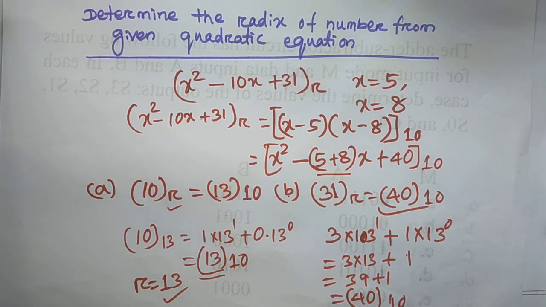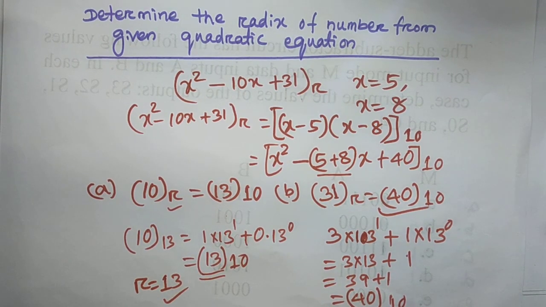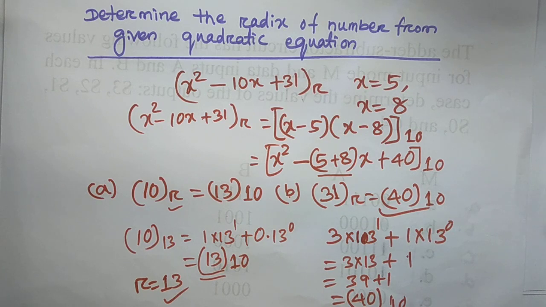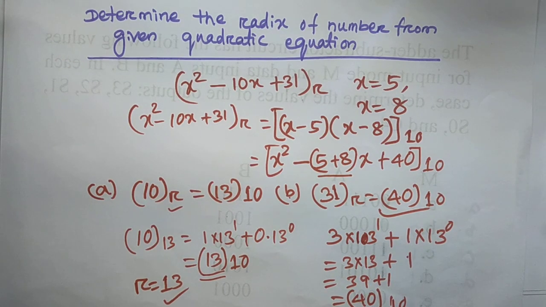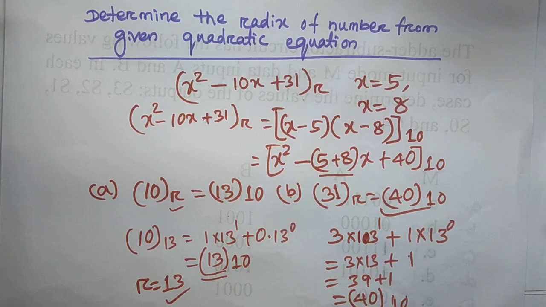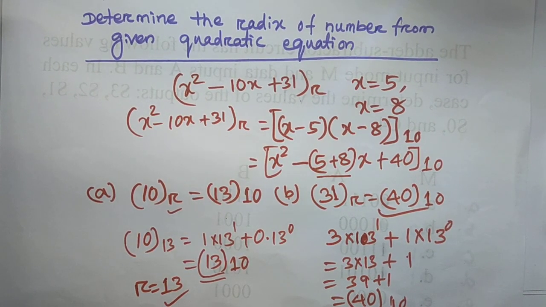There is no other value. If we take any other value, suppose 12, 15, 16, whatever, we can't get this radix value. If we test 0, 1, 2, 3, 4 or any other number, definitely we will find that 13 is the radix. Any other value would not be appropriate for the radix. So 13 is the right radix of the given problem.